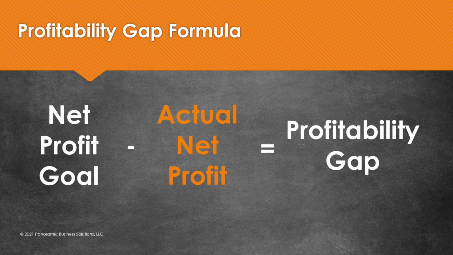So when we're thinking about the formula, it's a very simple formula. So first we're going to take our net profit goal. What do we want to strive for? We're going to subtract what our actual net profit is now according to our profit and loss statement. And that difference is our profitability gap. That's the magic number that we're going to shoot to help us bridge the gap and have more cash and profit available to work with.